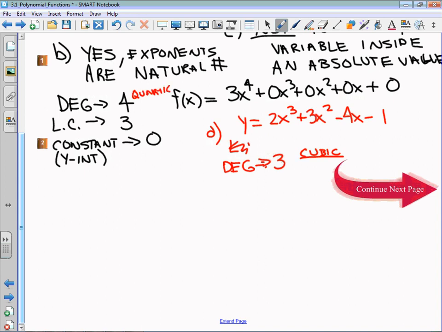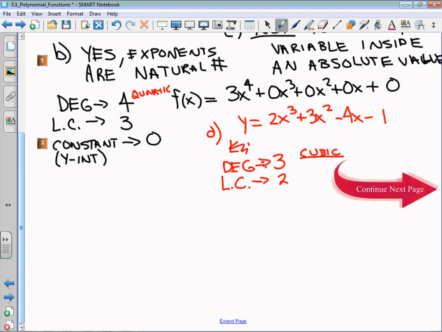The leading coefficient. Now, because I know the degree is cubic, the leading coefficient is whatever coefficient is on my x cubed term, or my term containing x cubed. In that case, that's going to be positive 2. When we talk about leading coefficient for the rest of chapter 3, what we're really going to care about is whether the leading coefficient is positive or negative. That's going to guide us to the end behavior of these polynomials.